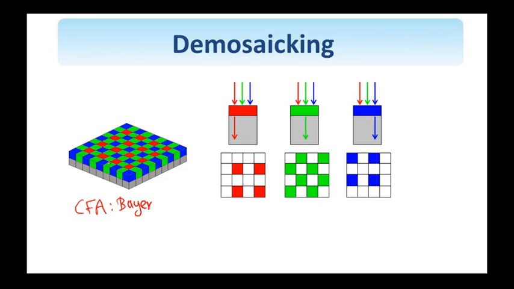So equivalently, out of the three planes, the R, G, and B planes, 75% of the pixels are missing in the red channel, 50% in the green channel, and 75% in the blue channel. So demosaicing is the digital image processing recovery problem used to reconstruct a full color image from the incomplete color samples that is shown here.